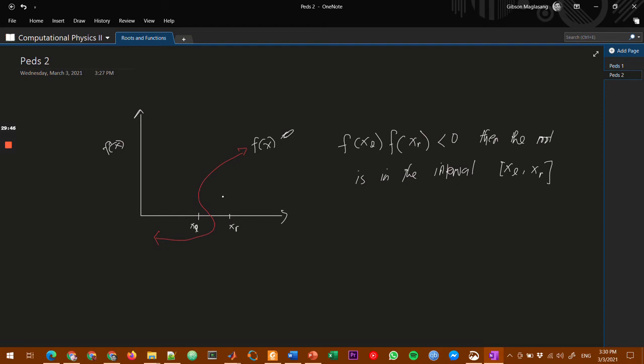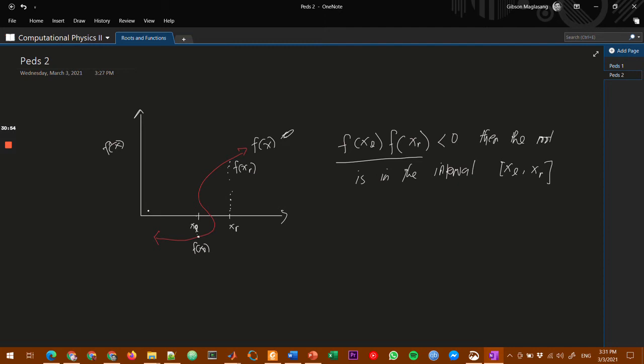If you substitute xl, you get f of xl, and for xr, you get f of xr. Assume it is a straight line. Here the value of f of xl is negative, below the axis, and f of xr is positive. If one is negative and the other positive, multiplying them, the result should be negative. So the root is enclosed within that interval.